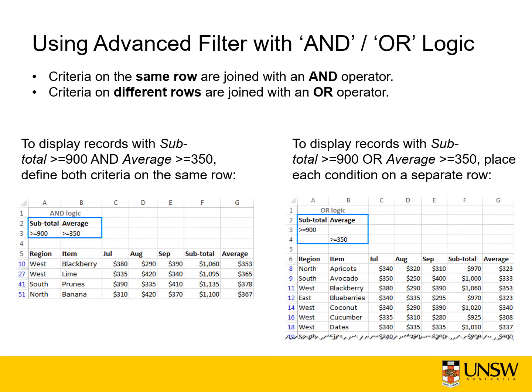Another benefit of using advanced filter is working with AND/OR logic. Criteria listed on the same row work with the AND logic, and criteria entered on different rows work with the OR logic. As you can see in the first example, since both criteria are defined on the same row, just the records that have both of these two conditions will be shown. But in the second example, since the criteria are defined in two different rows, the records that have any of these two conditions will be shown.